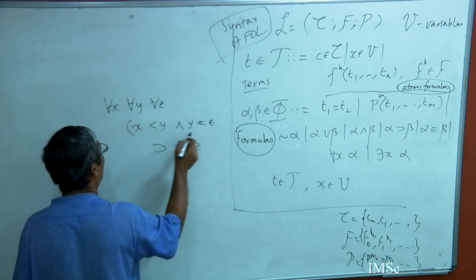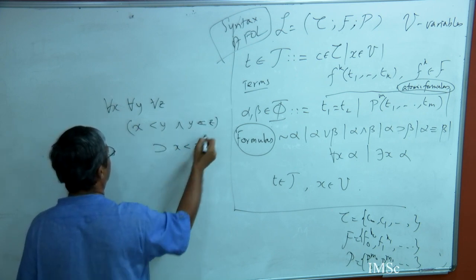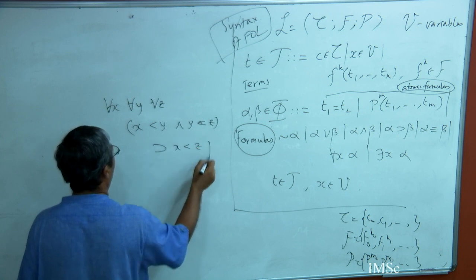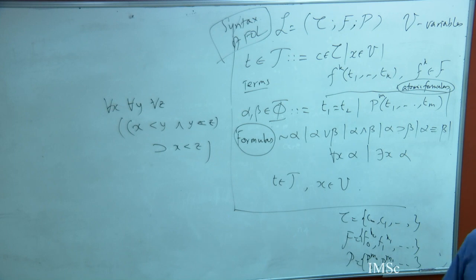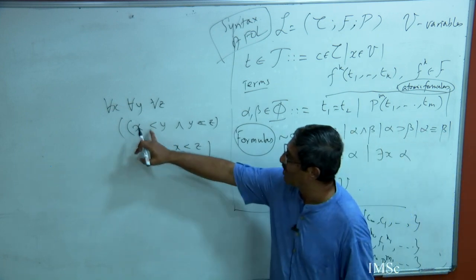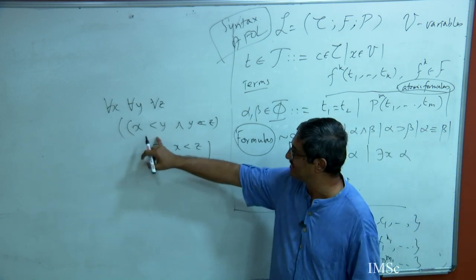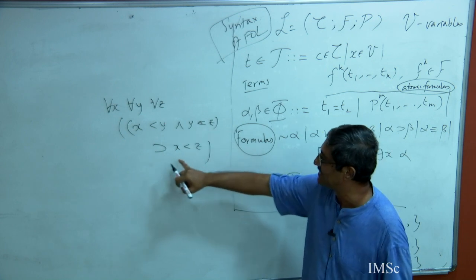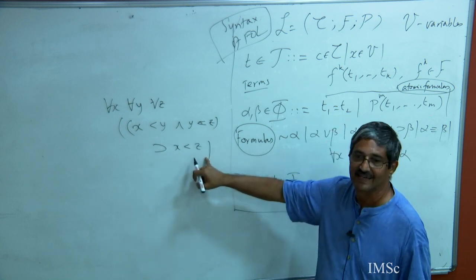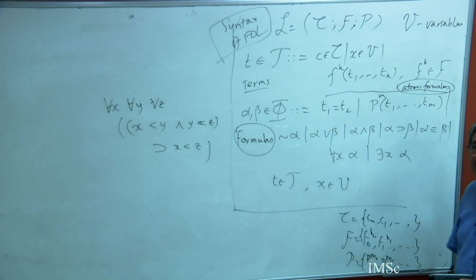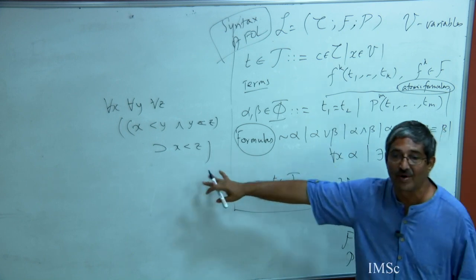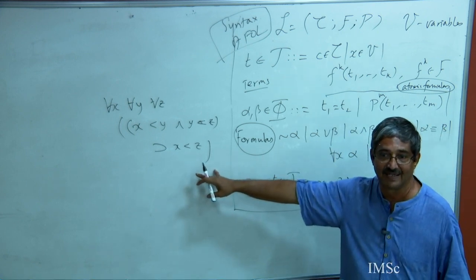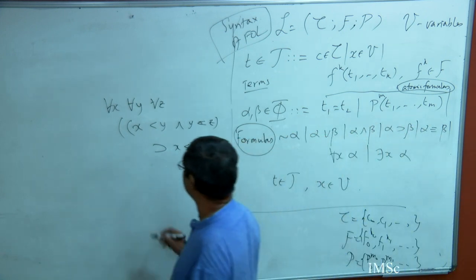It's useful to have parentheses here, as you can see. For all x, for all y, for all z, x less than y and y less than z implies x less than z. This is for transitivity of the order relation. We write formulas of this kind, and this is a formula. In the language of order, this formula belongs to the set of all formulas. Is it clear? But supposing I write, what about this?